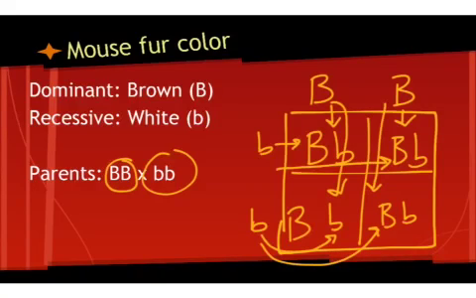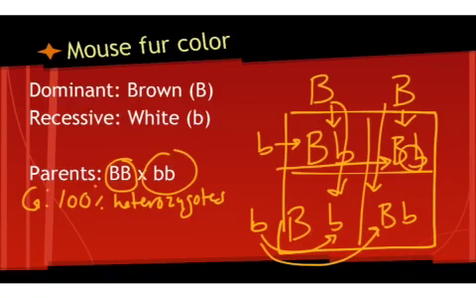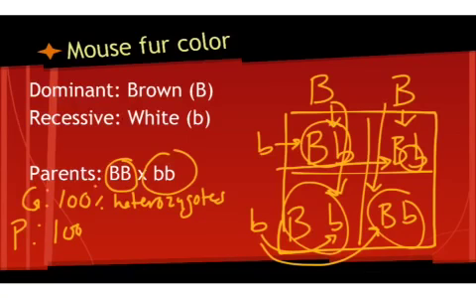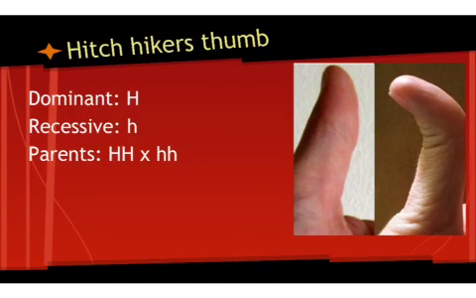Our genotypic ratio would be 100% heterozygotes. And we can see that here because all of these within the boxes, the possible genotypes, are heterozygotes. Our phenotypic ratio would be 100% brown because the big B overpowers these little b's.